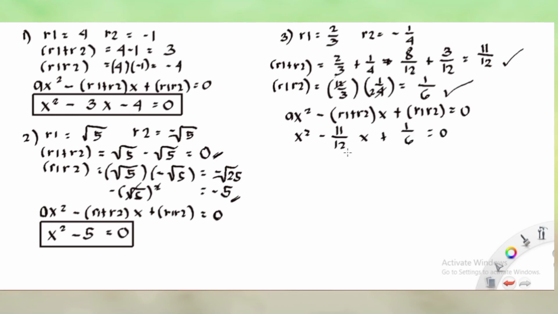So, we have rational terms. And to remove them, we will multiply the whole equation by the LCD. So, what is the LCD of 12 and 6? That is 12, because 6 can divide 12. So, we will multiply the whole equation by 12.